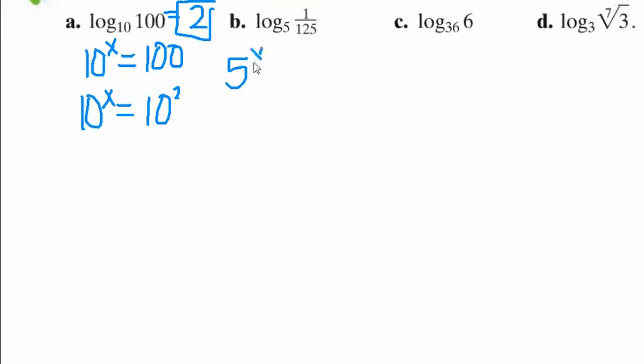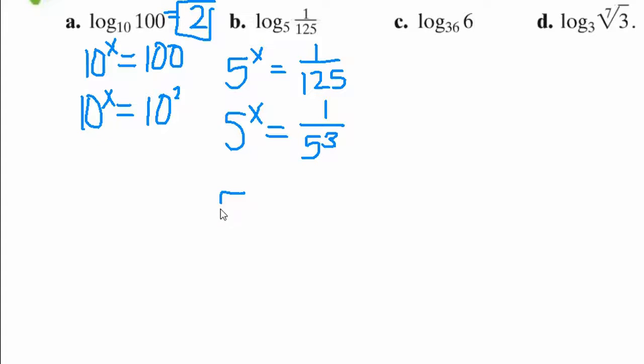5 to something is 1 over 125. Well, 125, that's 5 cubed. That's 5 times 5 times 5. So that's 1 over 5 cubed. But if it's in the denominator, I bring it up as a negative exponent. So the answer to this logarithm is -3.